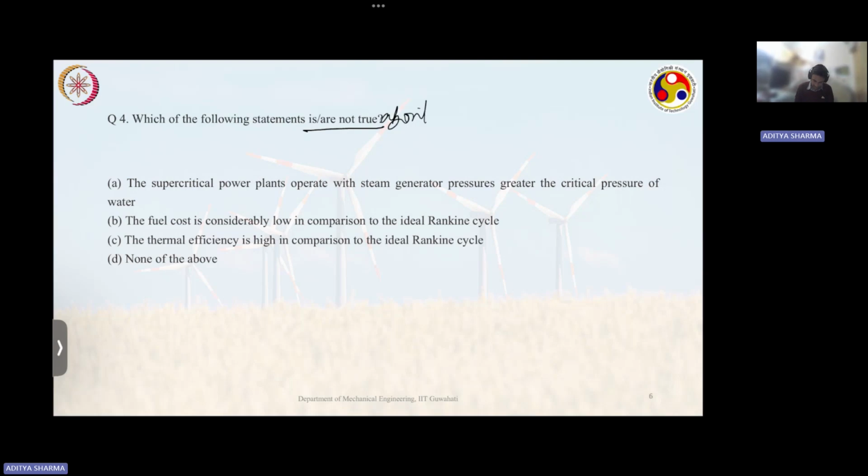True. So this is about supercritical power plants. So now this is the complete question. So this is about supercritical power plants only. Three statements are there. First statement says that your supercritical power plant operates with steam generator pressures greater than the critical pressure of water.